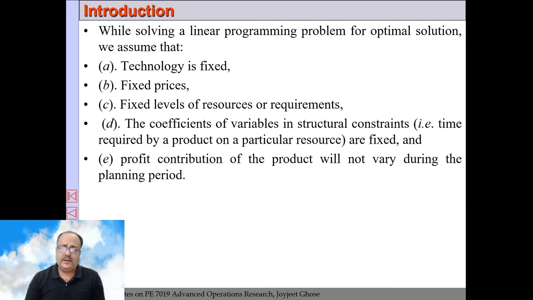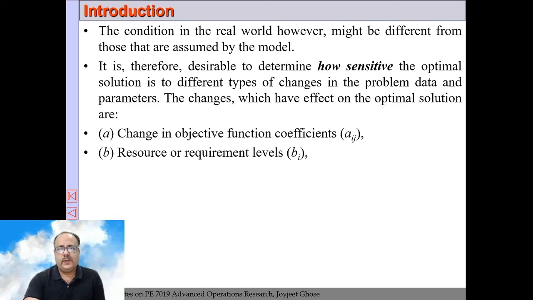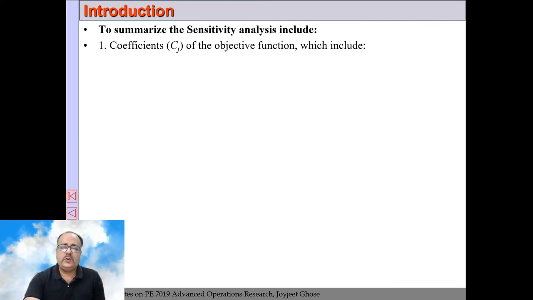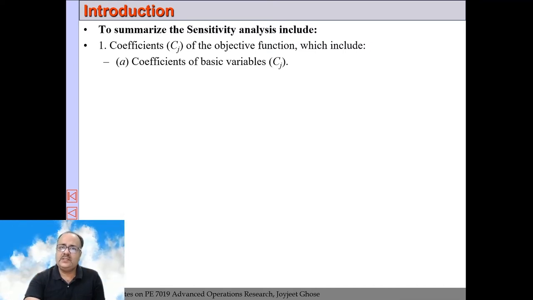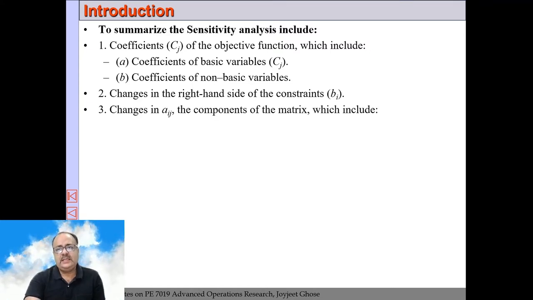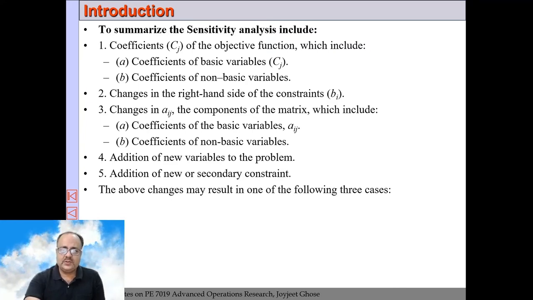Now, what are the changes that are possible? The Cj in the objective functions may change, Cj of the basic variables, Cj of the non-basic variables. The right hand side of the constraints may change, the Aijs of the constraint may change, a non-basic variable may change, addition of a new variable, addition of a secondary constraint. So all these changes can take place.